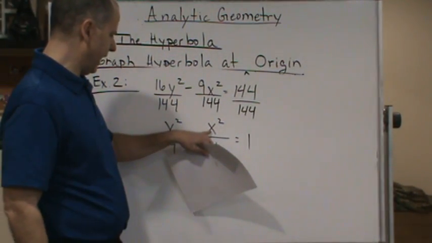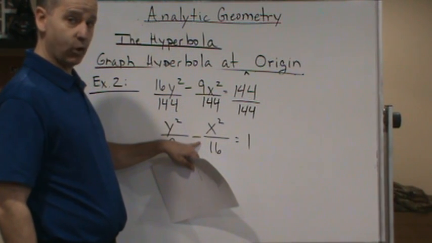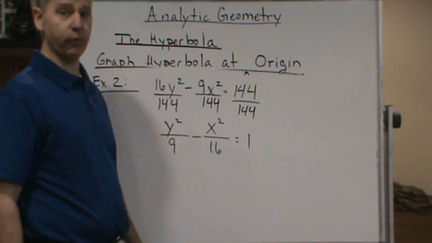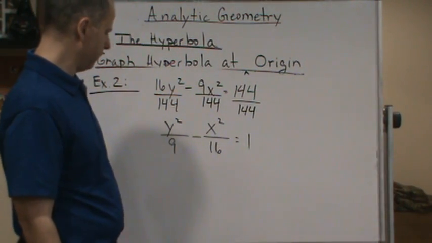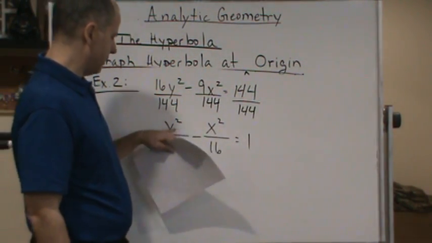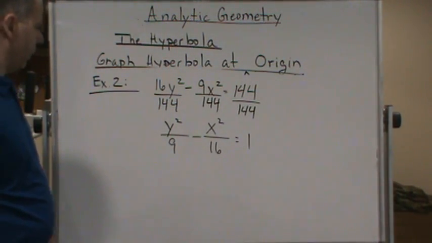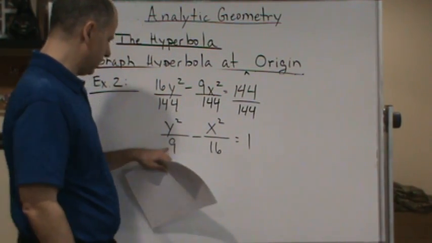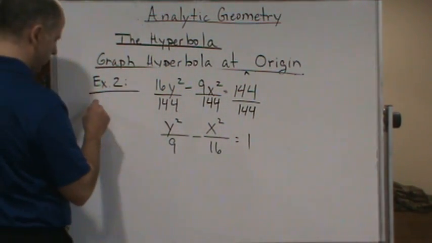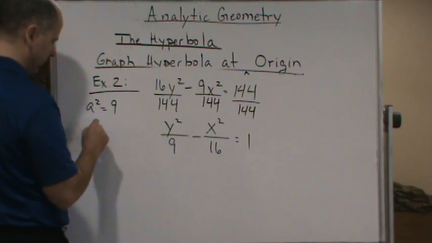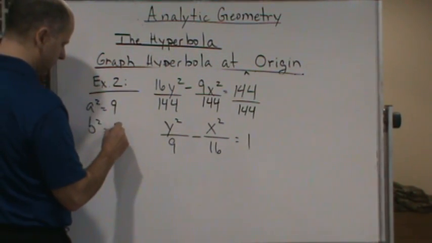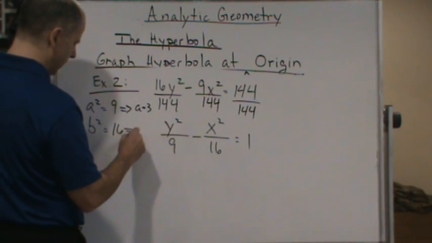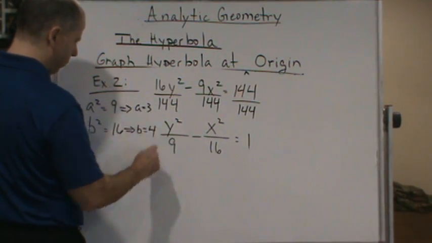You see that the x has the negative coefficient, right? So it's after the subtraction, which means this is going to traverse the y-axis, okay? It's also centered at the origin, okay? And so that means this is A and this is B, right? So these never change. This is always A squared and B squared. So A squared equals 9, B squared equals 16, which then tells us that A is equal to 3 and B is equal to 4.